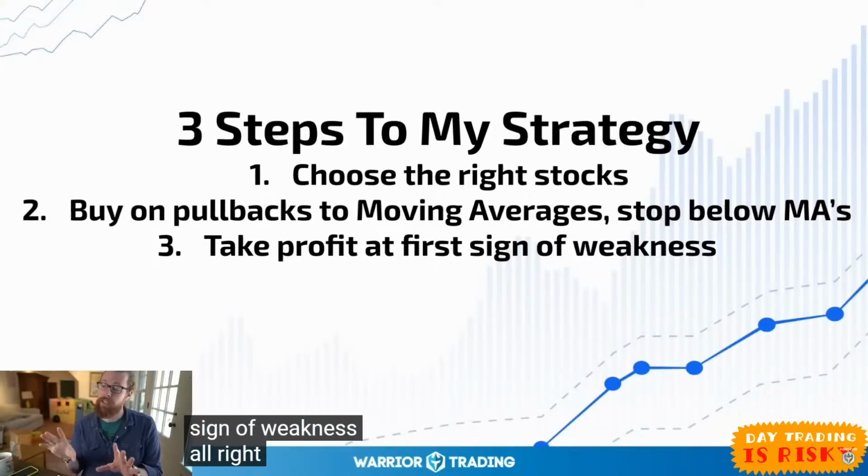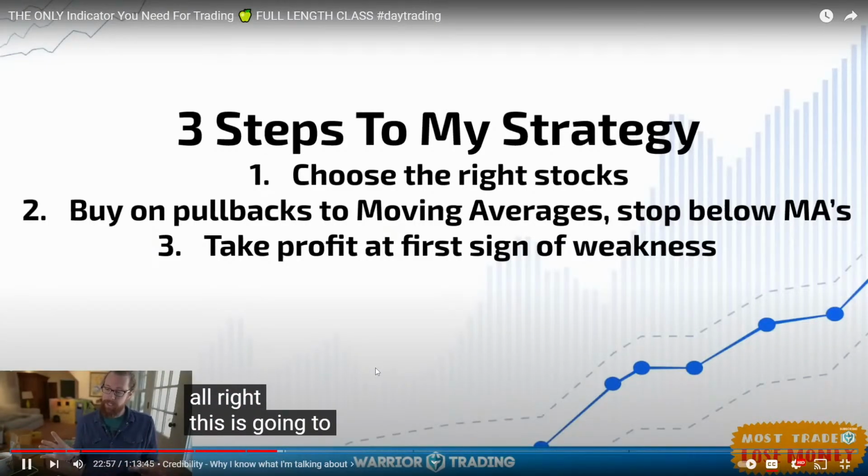All right, there you go. Choosing the right stocks, guys, that's basically your watch list. Buying on pullbacks to the moving average. So basically, it kind of buys into the pullbacks a little bit and a stop below the MA. Moving average in the MA? What's that? Hold on.